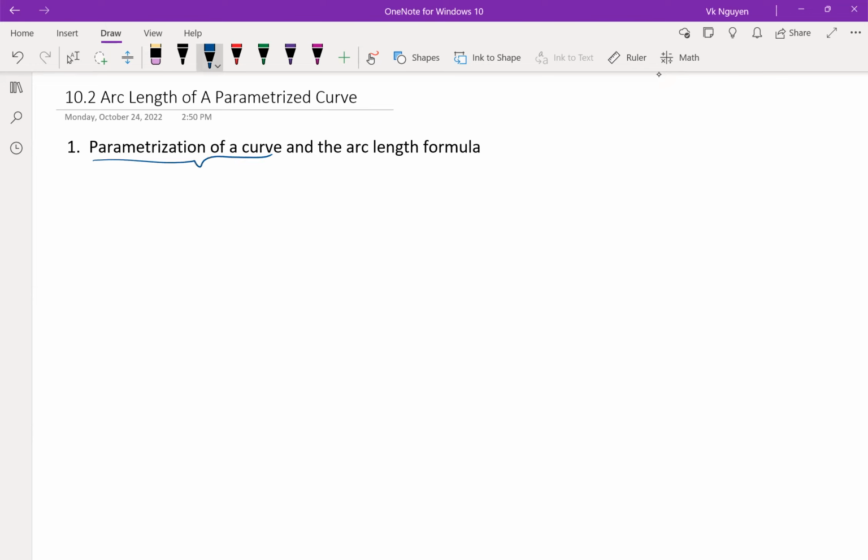And the parametric equation has the form x equals f(t), y equals g(t), where t is the parameter. For each t, we will be able to determine a point (x, y) which we can plot. And as t varies, the point (x, y) will trace out a parametric curve C.